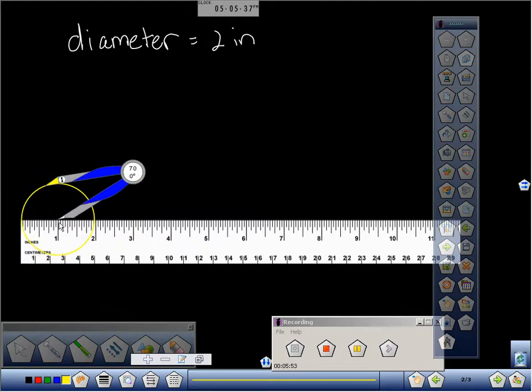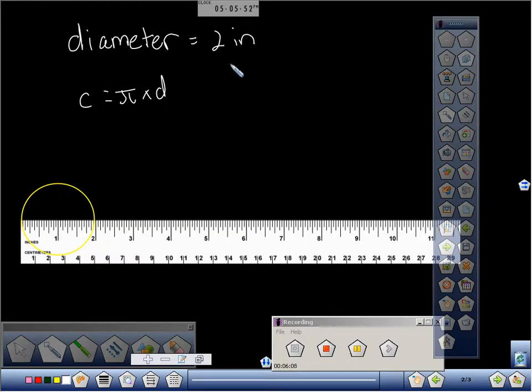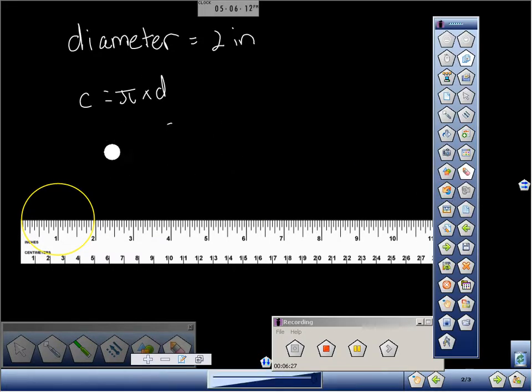That circle has a diameter of 2 inches. We draw a circle with a diameter of 2 inches. Now if we want to, we can find the circumference of this circle, because circumference equals pi times diameter. The diameter is 2 inches, so we go 3.14 times 2, 6.28. 14 times 2 is 28, and then 6.28. 4 times 2 is 8, 6 and 28 hundredths, okay? So that's how you construct a circle.